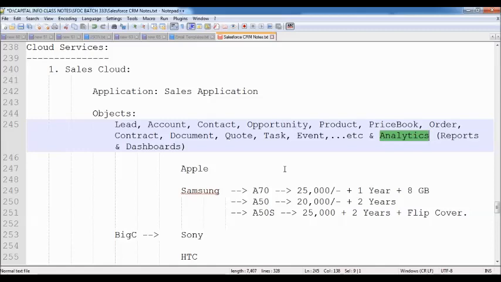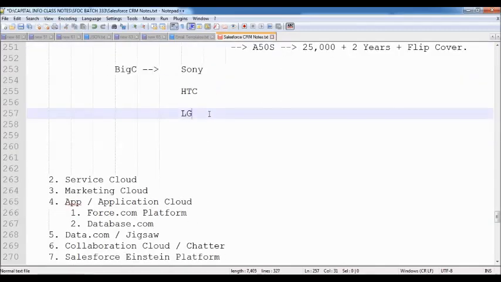When moving forward, we'll see the practical concepts of the sales processes also. How can we automate everything? We'll see during the practical concepts. Okay. Next one.